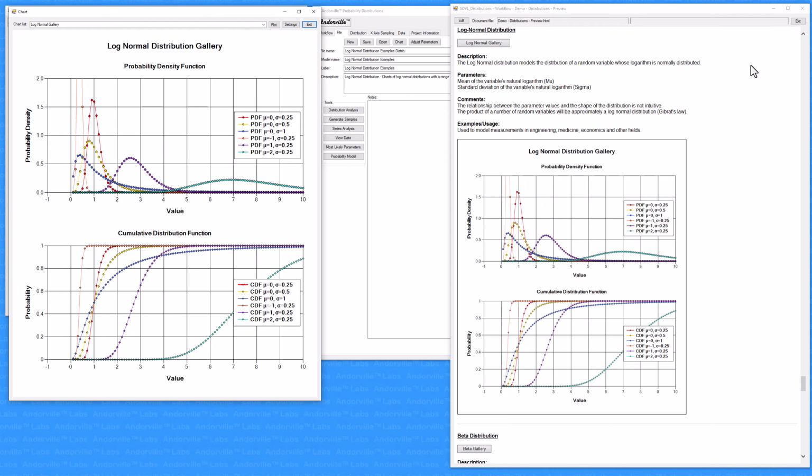The log-normal distribution models the distribution of a random variable whose logarithm is normally distributed. The parameters are the mean of the variable's natural logarithm and the standard deviation of the variable's natural logarithm. The relationship between the parameter values and the shape of the distribution is not intuitive. The product of a number of random variables will be approximately a log-normal distribution. The distribution is used to model measurements in engineering, medicine, economics, and other fields.